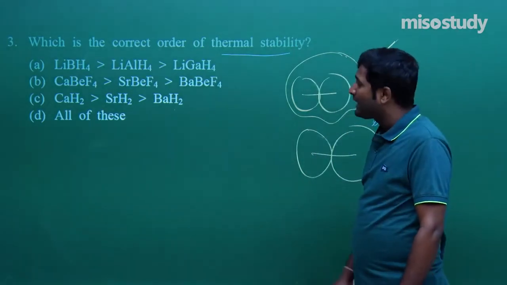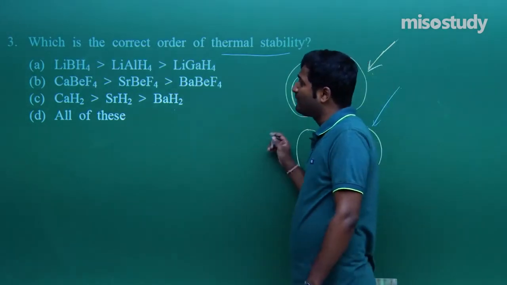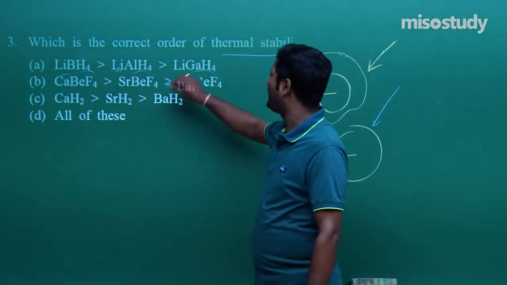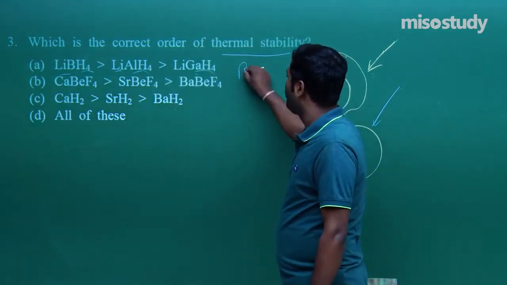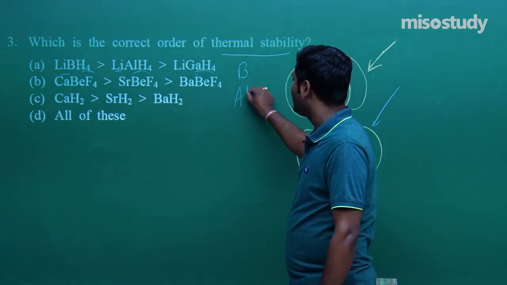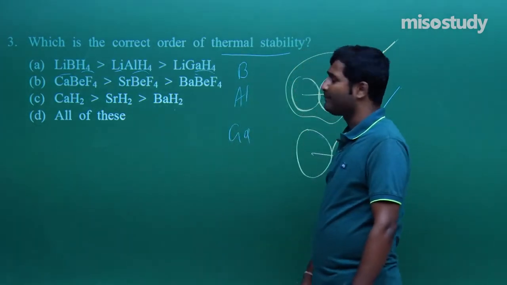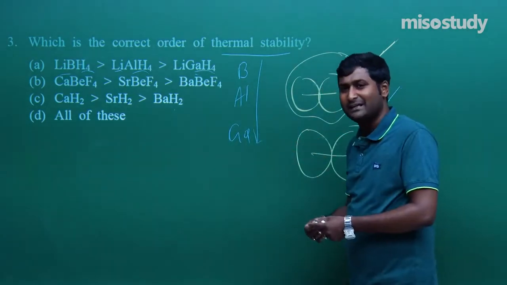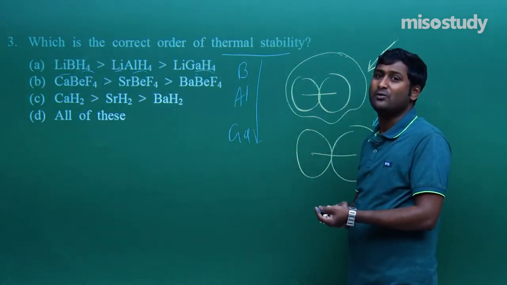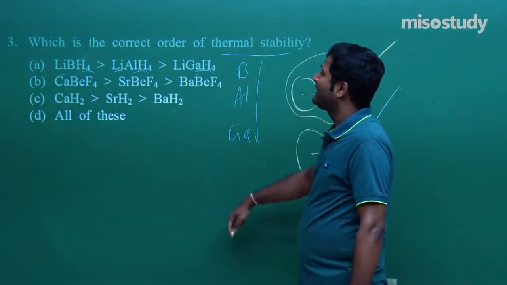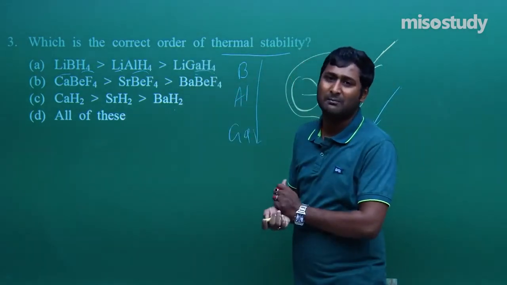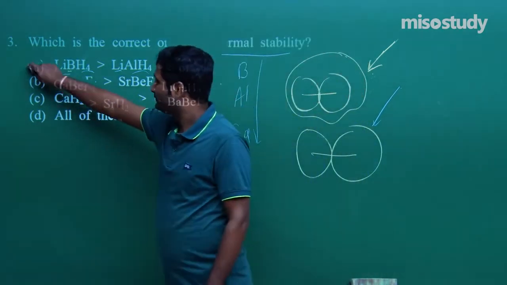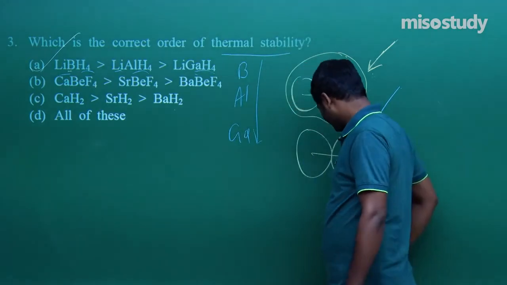Now moving towards the question, if I talk about the first option, Li common, hydrogen common. But if I talk about boron, aluminium, gallium, when we move down the group, size increases, so less energy is required to break it. So in this case, which one will have high thermal stability? Sir, this one, because of small size. So the first option is correct.